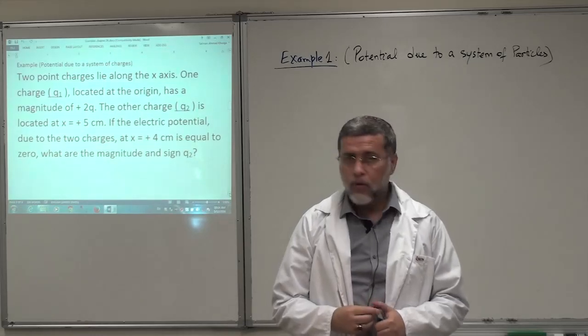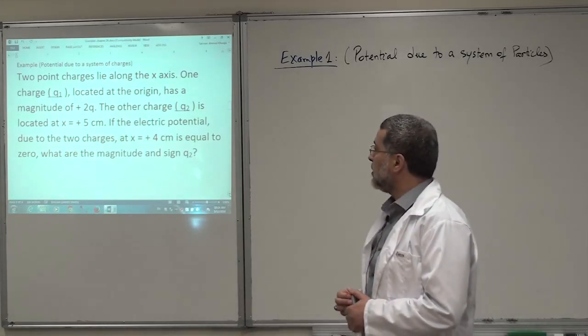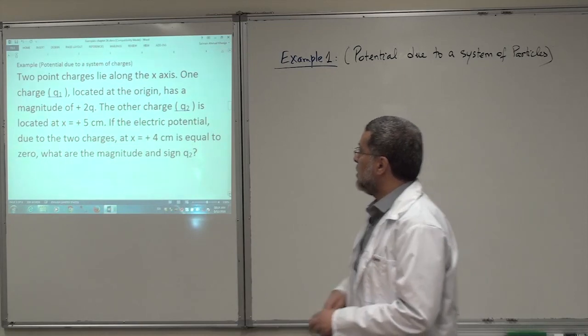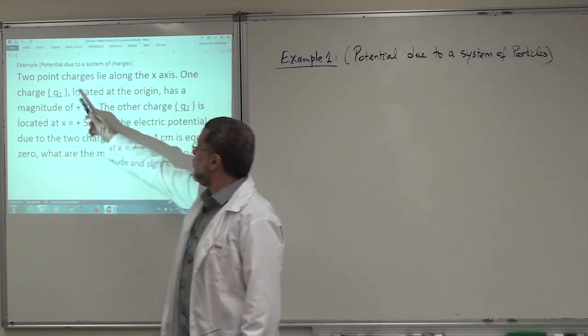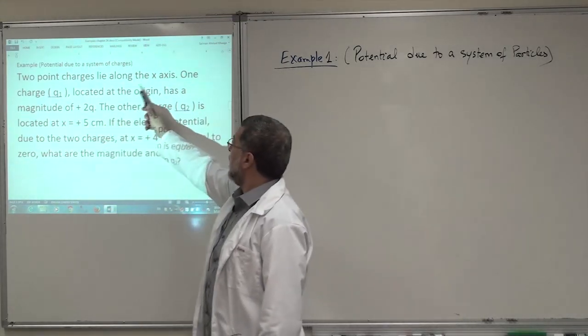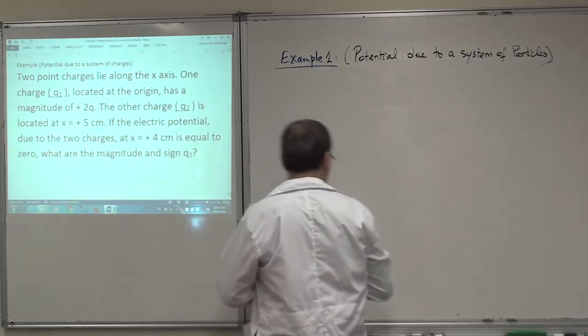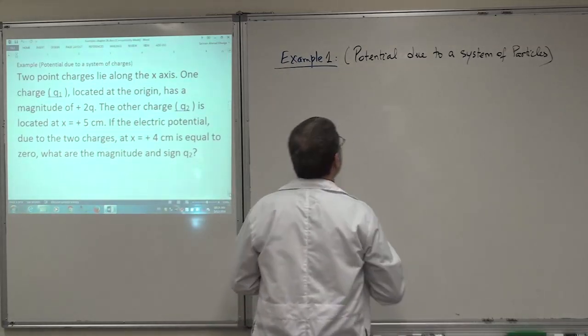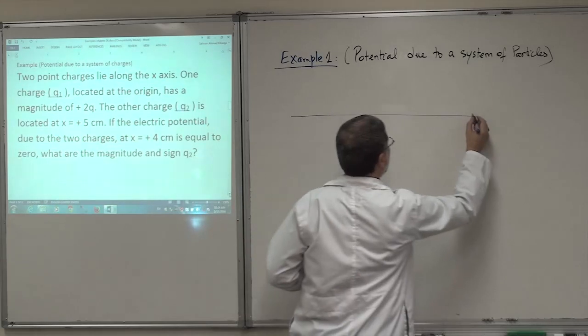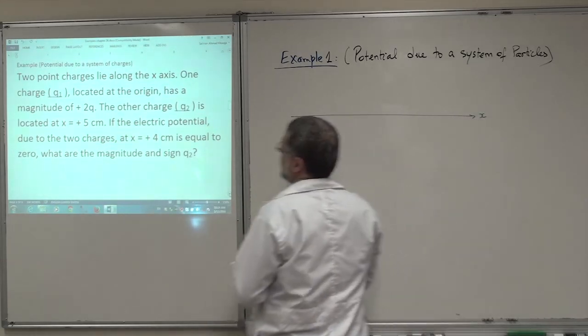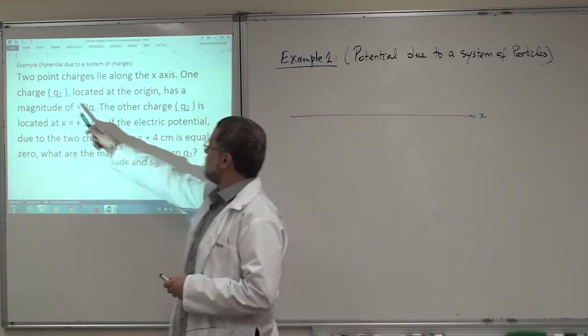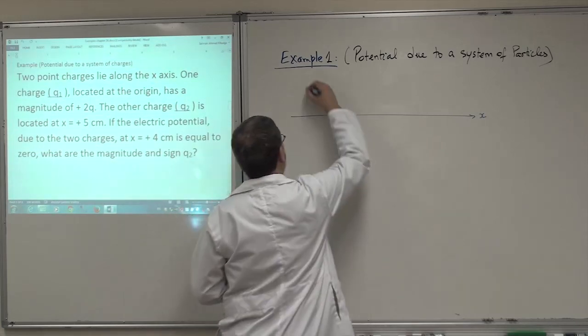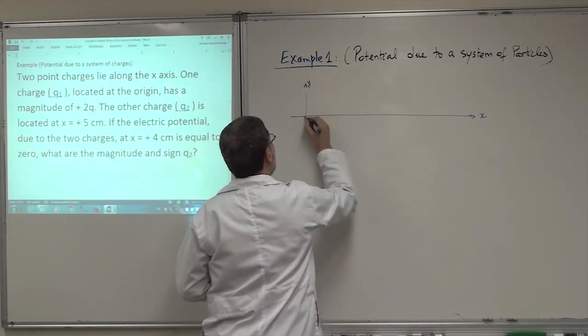Okay, now we are going to look at this example, a problem from all the exams. It says two point charges lie along the x-axis. So the first thing you have to do, my son, is draw your x-axis here. And you need two charges. One of them, Q1, is located at the origin. If this is my y-axis, that's the origin here.